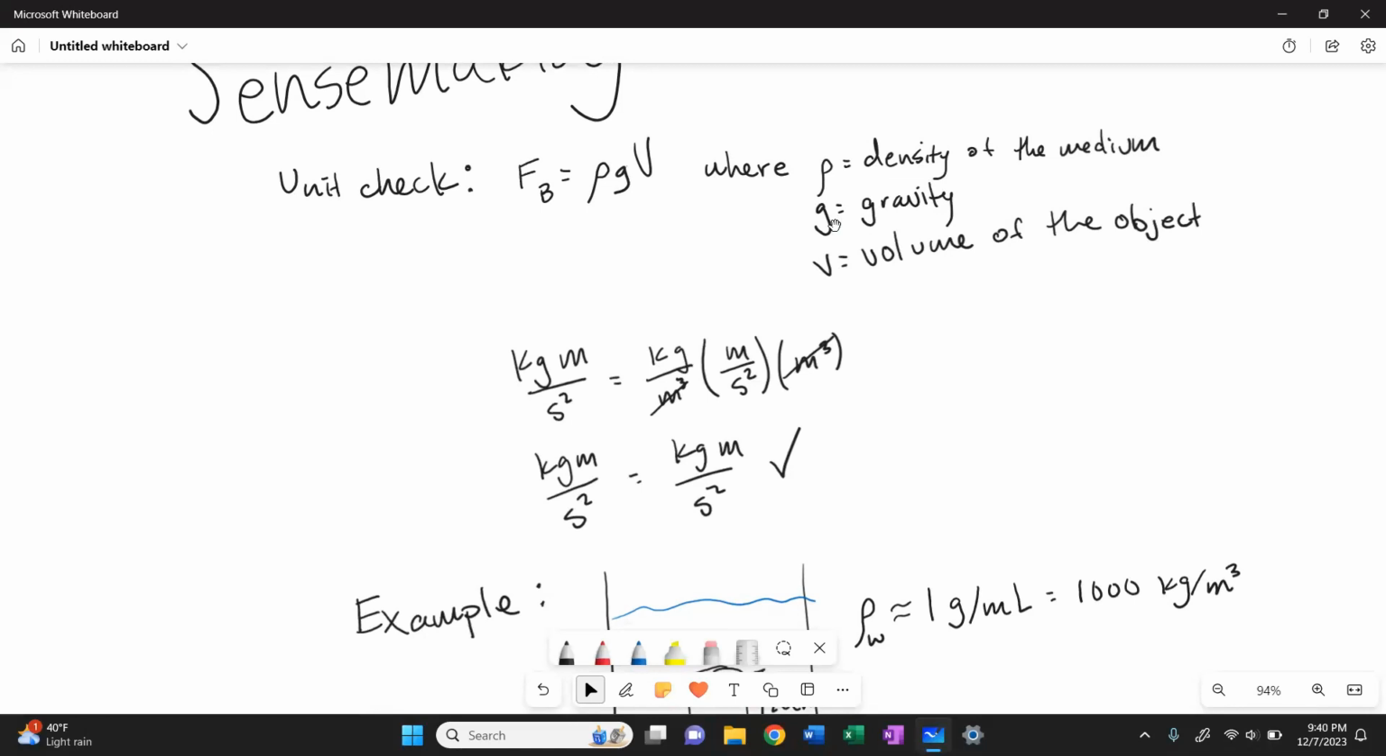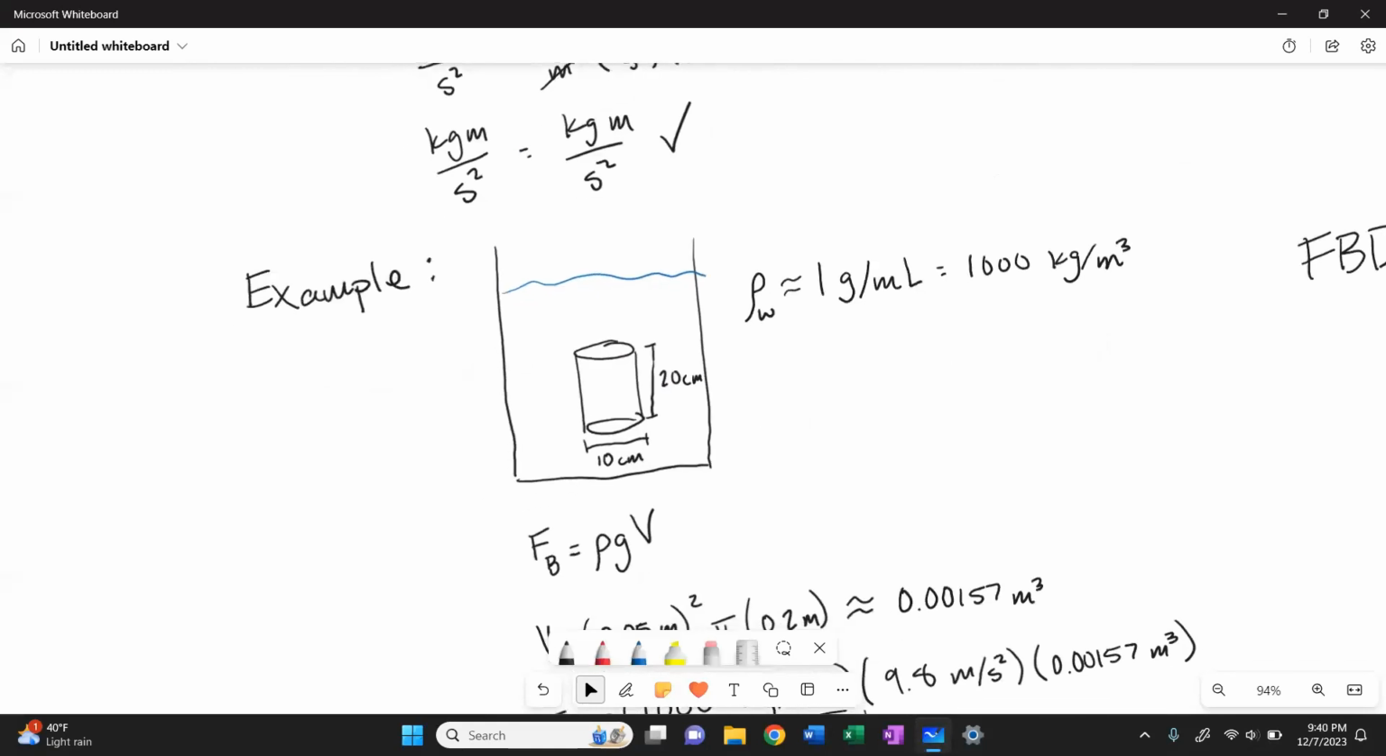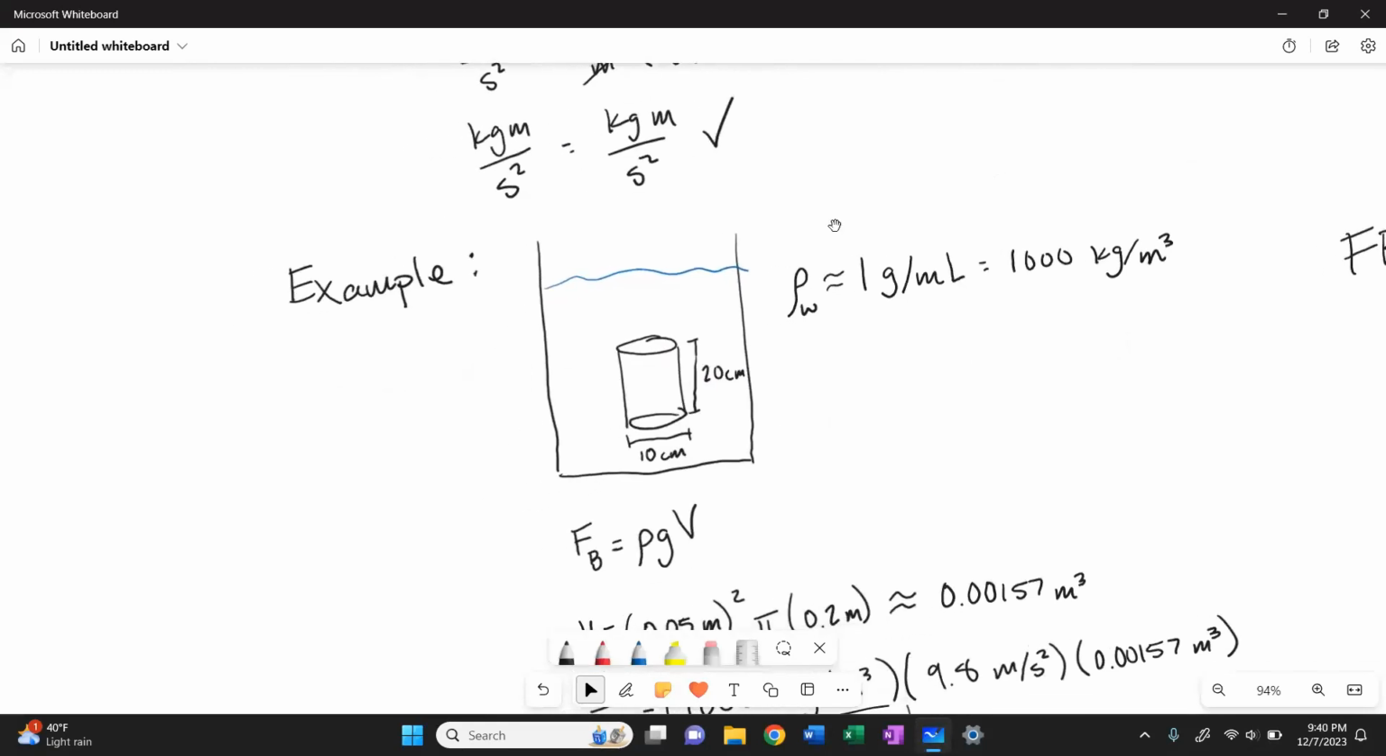Yeah, so we have made one example. It's a cylinder inside of a body of water. With a quick Google search, we can find that the density of water is going to equal 1 gram per milliliter, so about 1,000 kilograms per meter cubed.